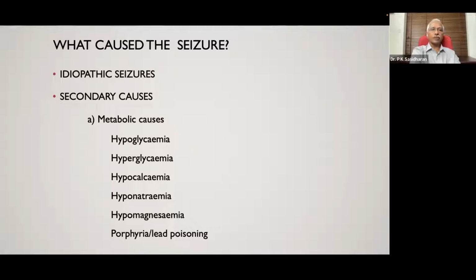The secondary causes that we need to look for are metabolic causes like hypoglycemia. It may be hyperglycemia sometimes, hypocalcemia, hyponatremia, hypomagnesemia, or rarely porphyria. And an acquired porphyria you may get in lead poisoning.